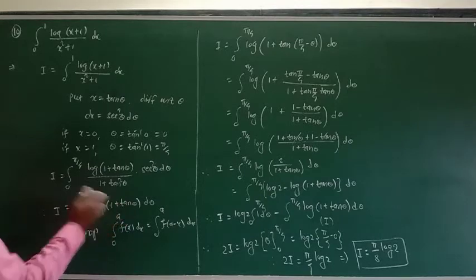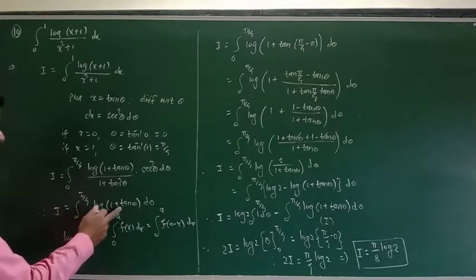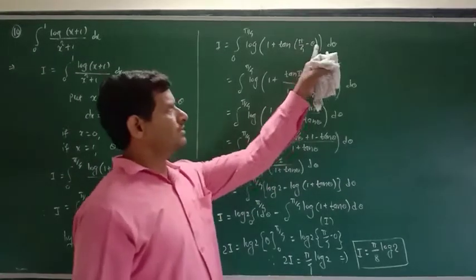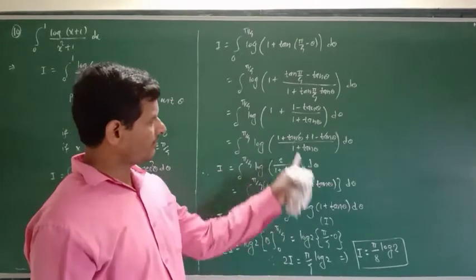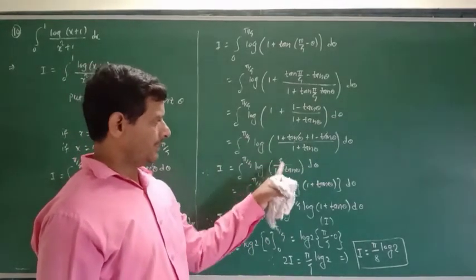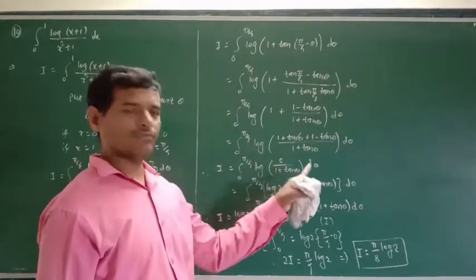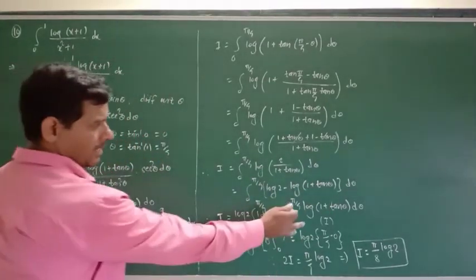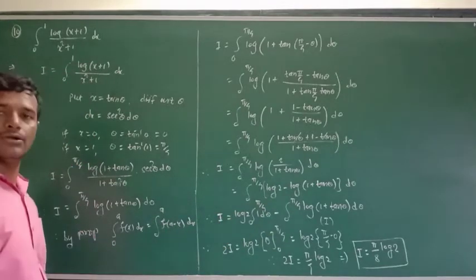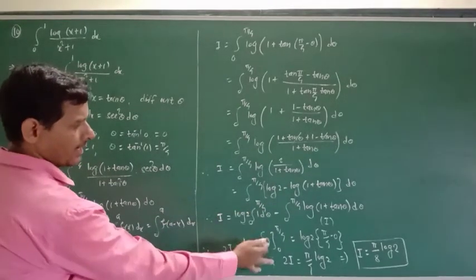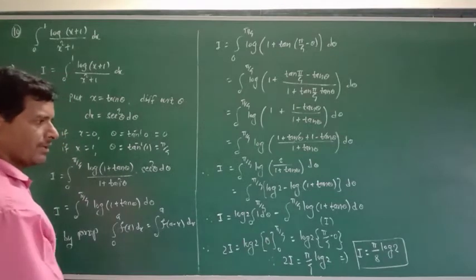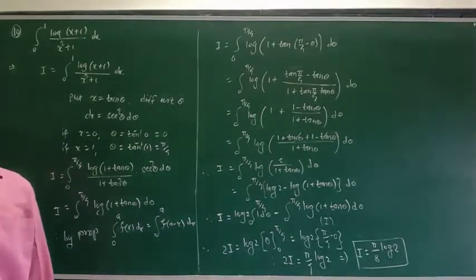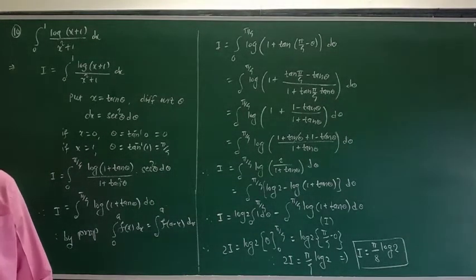In this situation, if I utilize property number 4 here, then for the integral we have to use the formula for tan(a minus b), and after cross multiplying the integral becomes log of 2 upon 1 plus tan theta. Utilizing the property of logarithm, minus I value is here, and we get 2I is equal to log 2 and integration of 1 is theta, upper limit, lower limit.